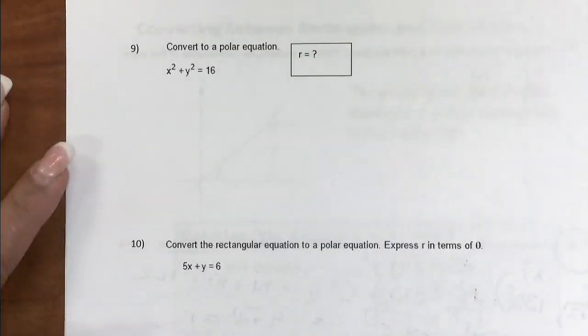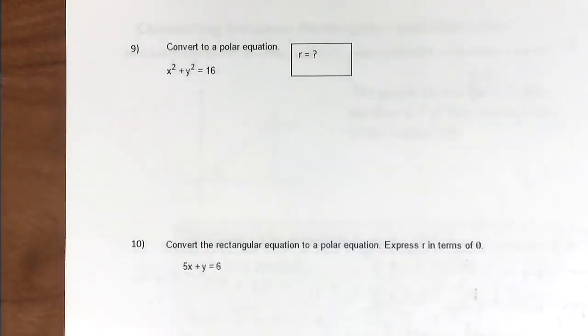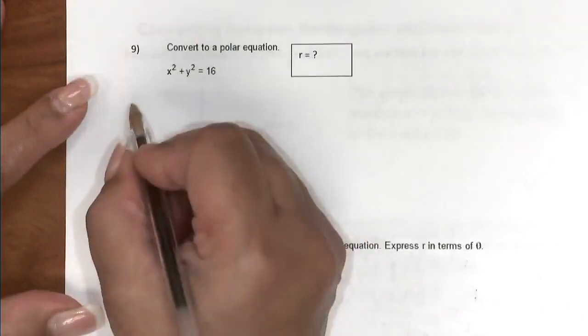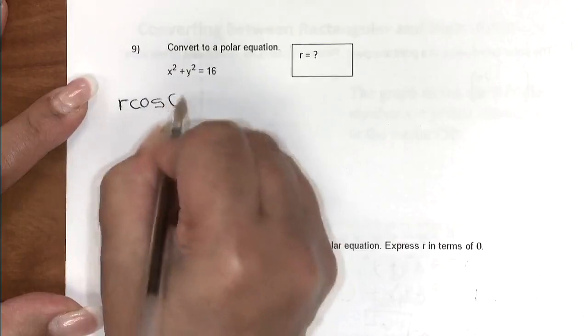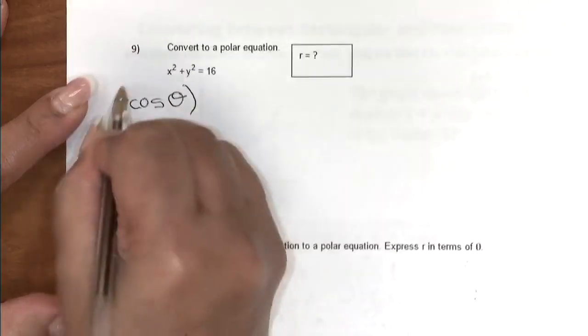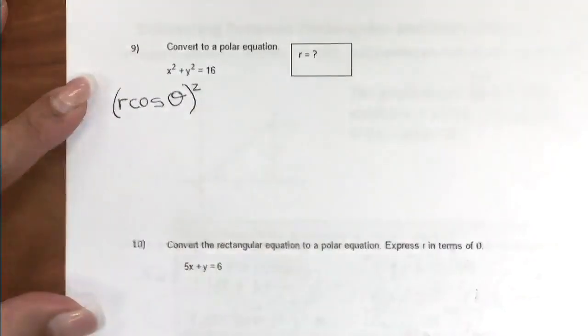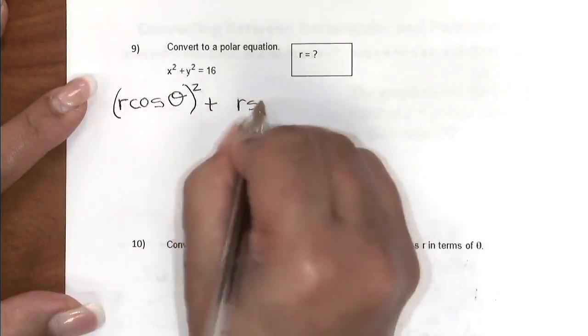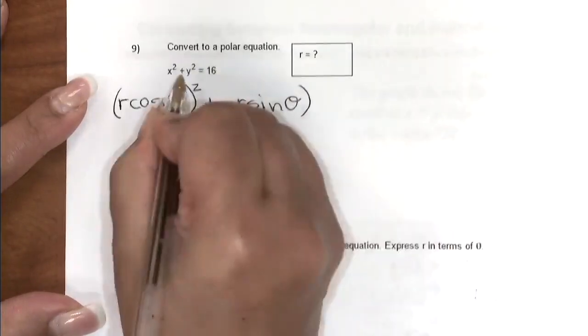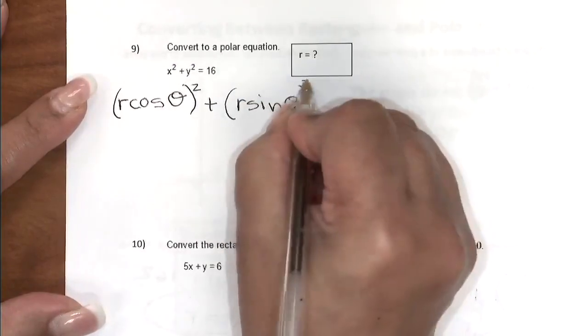Okay, same thing here. All you're going to do is try to remember what's equivalent to X and Y, and then get the R by itself. That's it. Okay, there was the formula all over the problems that I did, where X is the same thing as R cosine theta, but this says take your X and square it. Okay, then Y is the same thing as R sine theta, but this says take your Y, there's my Y, and square it.